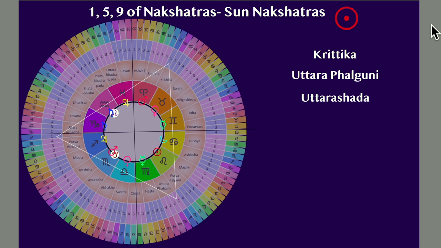We shall see towards the end, that is the most exalted form of Sun Nakshatras, the first and the last as well. So going from Aries to Sagittarius in case of Krittika, going from Leo to Sagittarius in the sign of Leo, and now Amsha going from Sagittarius towards Sagittarius, the most exalted form, which is in Uttarashada, right?